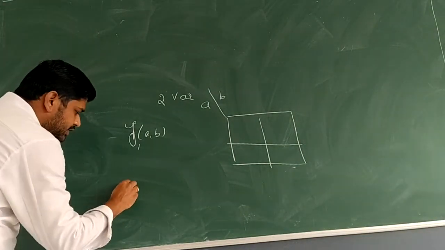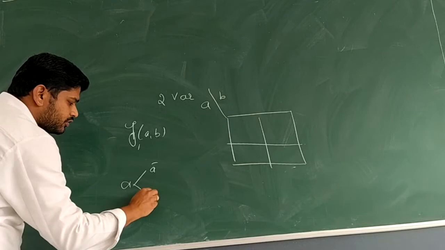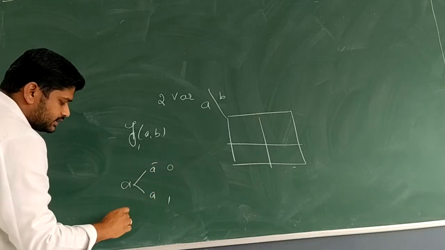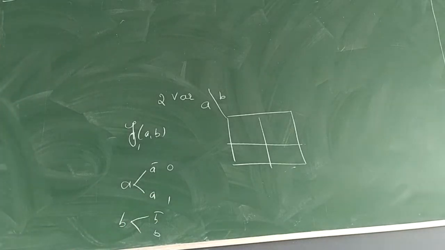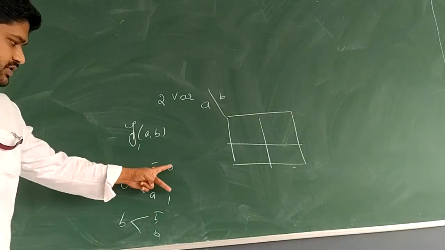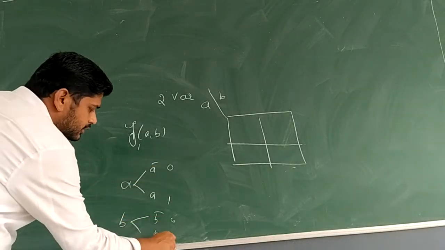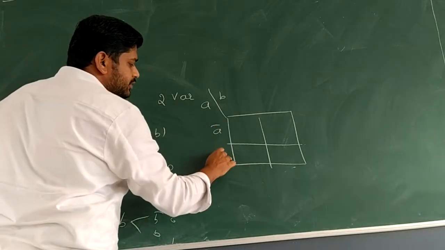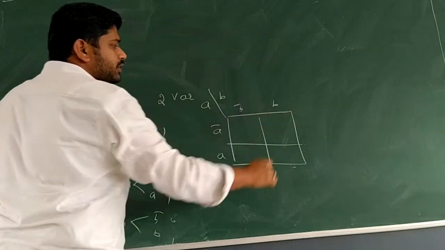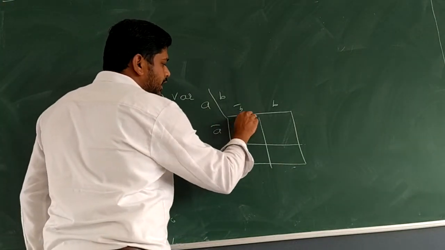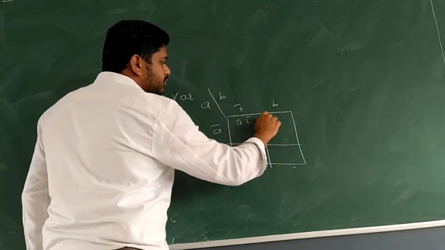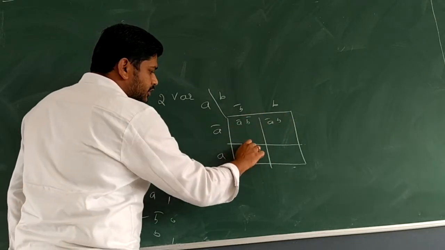If you take a variable, it occurs in two formats like this: A complement, A, B complement, B. Both are represented with 0, 1, 0, 1 respectively. Here it is A complement, A, B complement, B. If you see the left and vertical, you will come to a function.